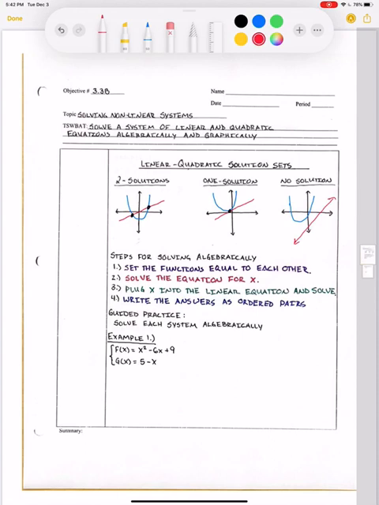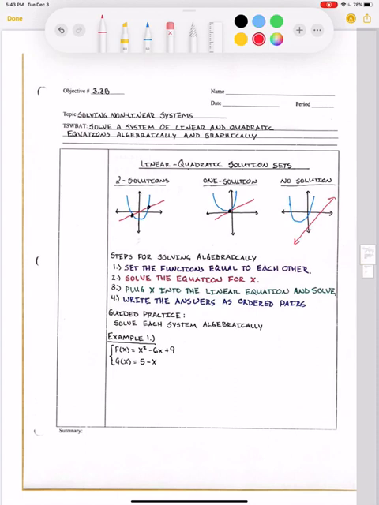Right now we're going to look at how to solve a system of nonlinear equations algebraically. So we're going to solve them with math. We're not going to graph them yet. The steps for solving algebraically is to set the functions equal to each other, to solve the equation for x, to plug x into the linear equation, and solve. And we're going to write the answers as ordered pairs.